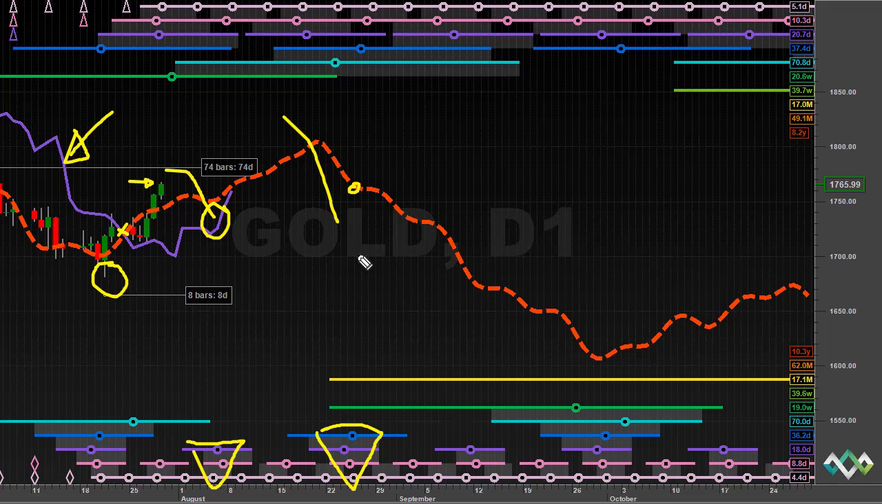The reason for that is because the longer cycles have had a greater amplitude recently, and they've been more influential in price action.